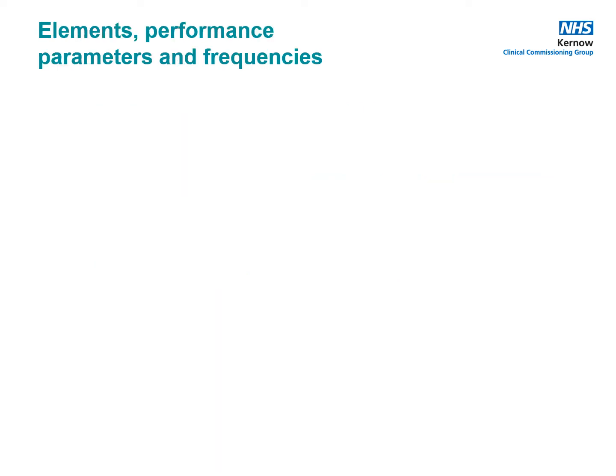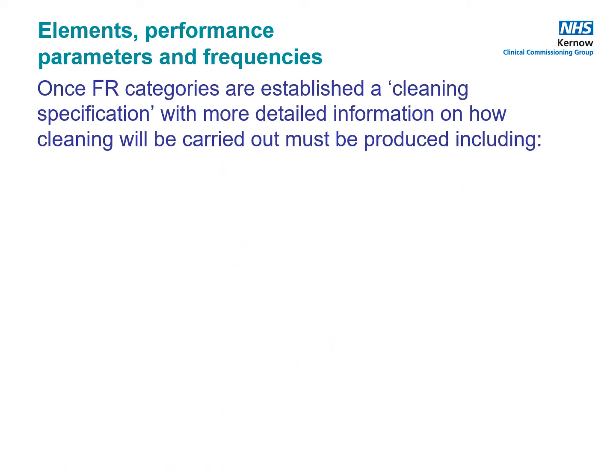It shouldn't take long at all to determine the functional risk categorization of all areas within your setting. And it's reassuring to note that this will take the most time when aligning your current processes to the national standards. The next step of the implementation process will be looking at elements, performance parameters, and frequencies.